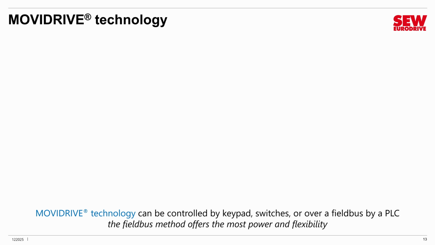All right, how is MOVIDRIVE technology meant to be used? Well, it can be controlled by a keypad or just on-off switches. But the most exciting way to control it is over a field bus with a programmable logic controller driving the VFD. This gives you the most power and flexibility.